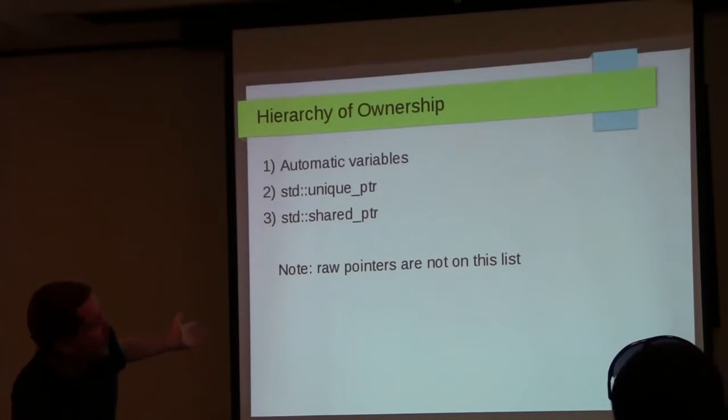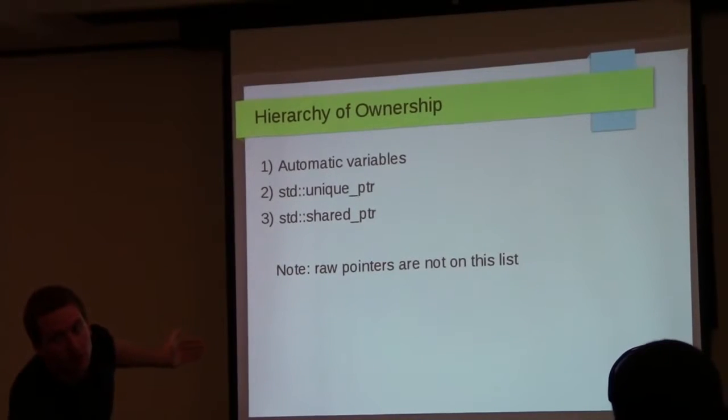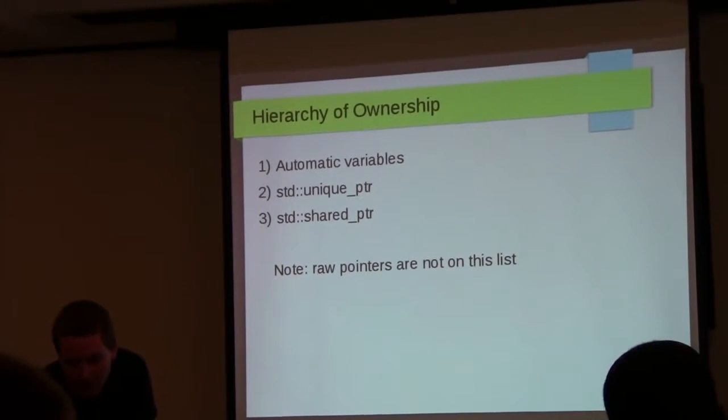One important thing to note: raw pointers are not on this list. In typical code, you shouldn't say new T and store it in a raw pointer.